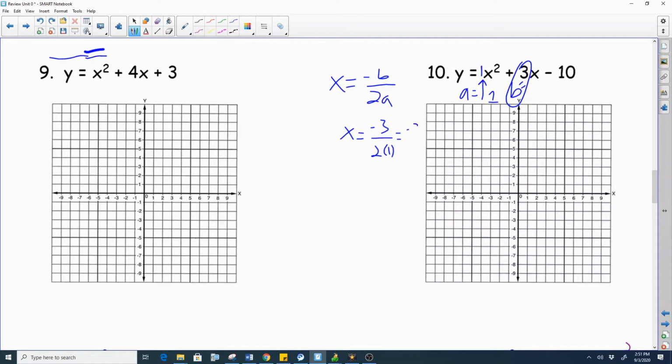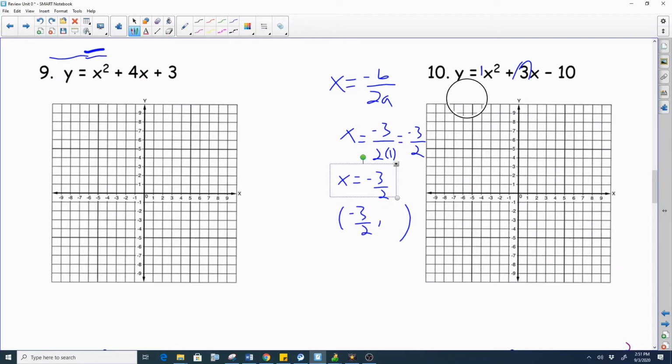Oh man, it's a fraction. That's okay. So negative 3 halves is basically negative 1.5. So x equals negative 3 halves. And so now we want to find the y value, right? So we're just going to go ahead and plug it into the equation. Wherever there's an x, we're going to throw in a negative 3 halves. So right here will be a negative 3 halves, and right here will be a negative 3 halves.